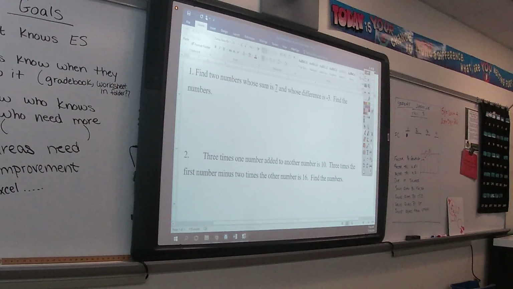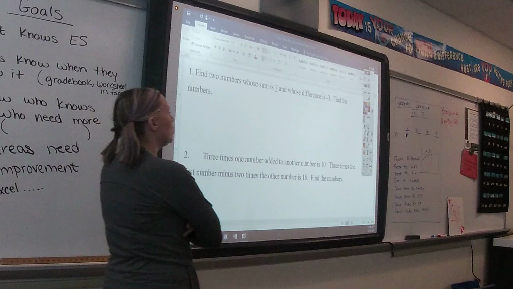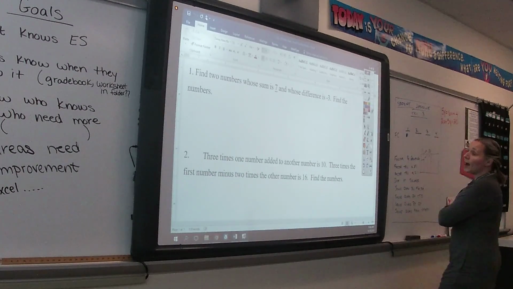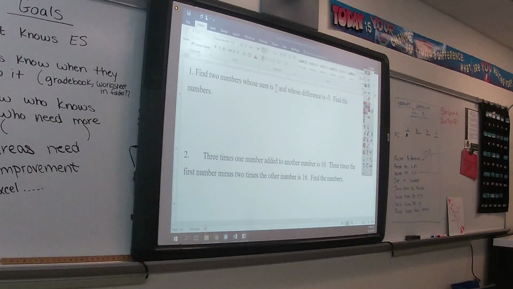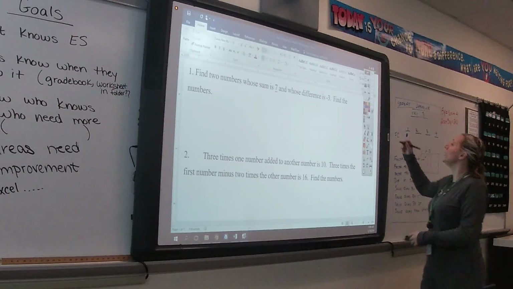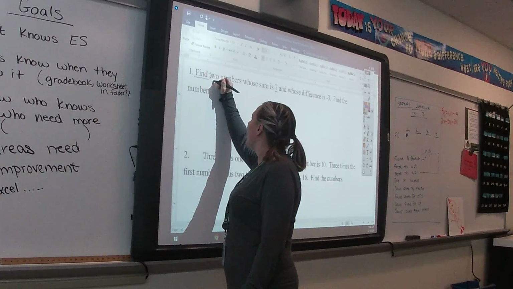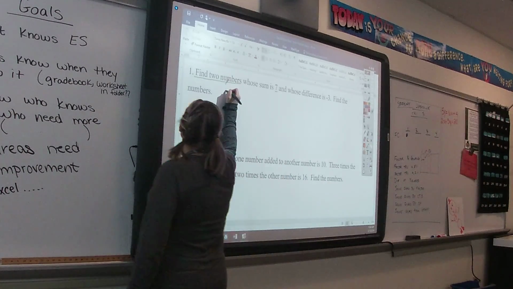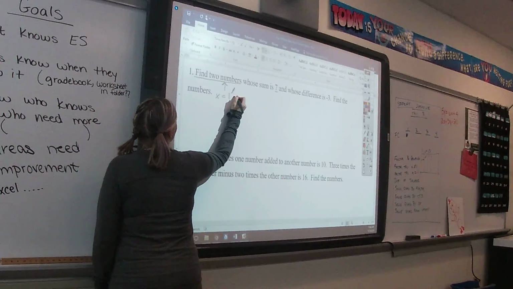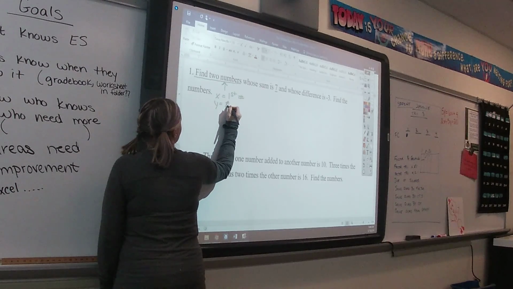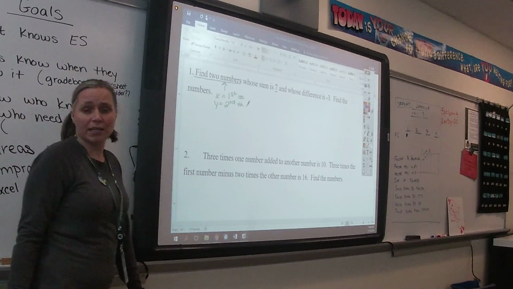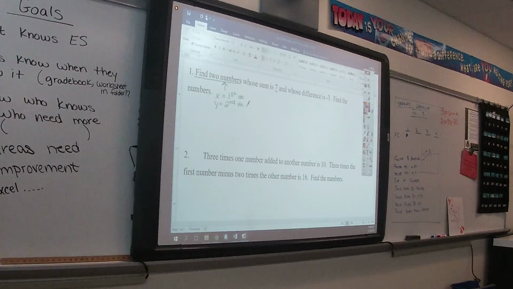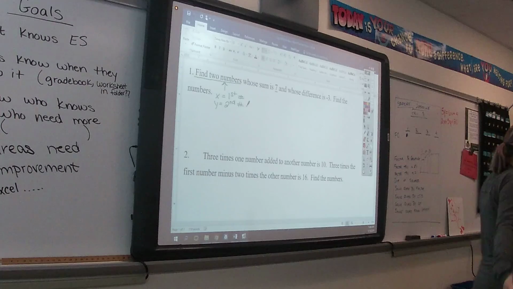Number 1 says: find two numbers whose sum is 7 and whose difference is -3. Find the numbers. With any story problem, we've said it's easier to go a small chunk at a time. Don't try and do it all at once. That's too much for your brain. So what is this problem asking us first? It says find two numbers. What does that mean? x and y. We need to find two numbers, so we have x as a first number and y as a second number. I'm just translating everything as I read, and hoping by the time I translate it all, it gives me a system I know how to do something with.